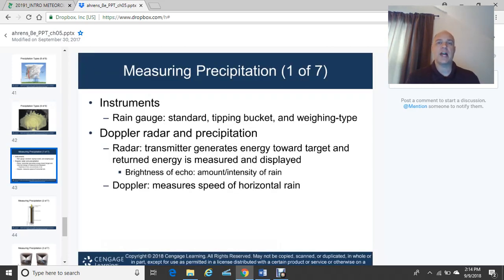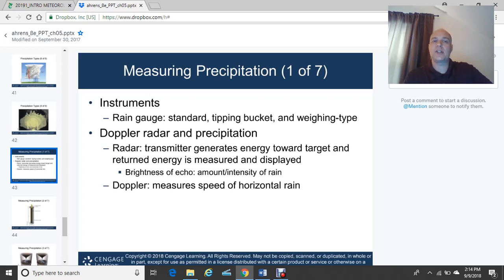Measuring precipitation. How do we measure precip? Now that we know precipitation types and some of the processes involved in creating precipitation, we need to talk about the instruments used in measuring precipitation. And this includes rain gauges, and there are different types of rain gauges. There's the standard rain gauge, the tipping bucket rain gauge, the weighing type rain gauge.